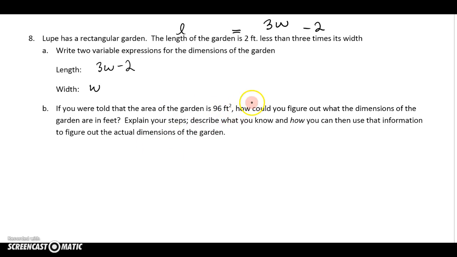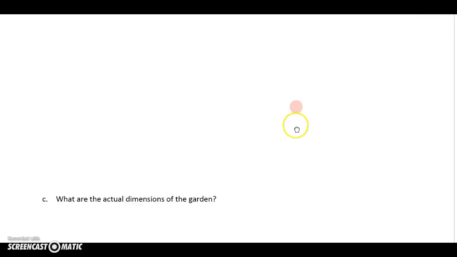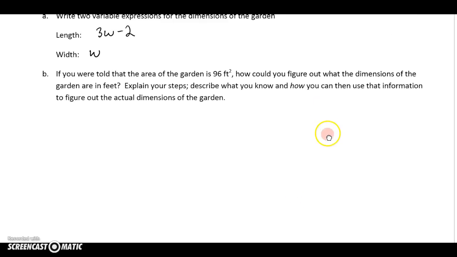the area is 96 feet squared, how could you figure out what the dimensions of the garden are in feet? How can we find out what the dimensions are if we know what the area is? Explain your steps, describe what you know, and how you can use that information to figure out the actual dimensions of the garden. We're just going to talk through this because the problem is going to ask us to actually find the dimensions in problem C.